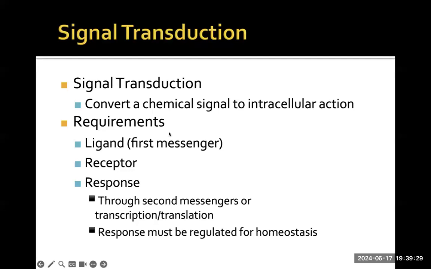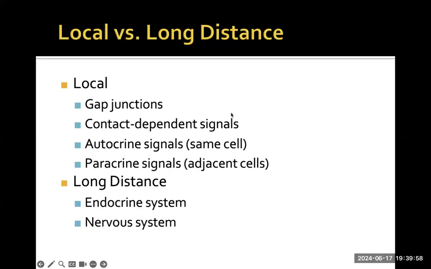So signal transduction is going to require a couple things. The first is a ligand. The ligand is going to be the first messenger that's going to then bind to the receptor. When the receptor is bound to, it's going to jumpstart the production of a response through a second messenger system or a process that we call transcription and translation. All of it, though, is going to produce a protein, which is going to elicit a response. And all of it's going to be regulated by responses for homeostasis. The way that we have the ability to communicate these signals is either local or long distances.